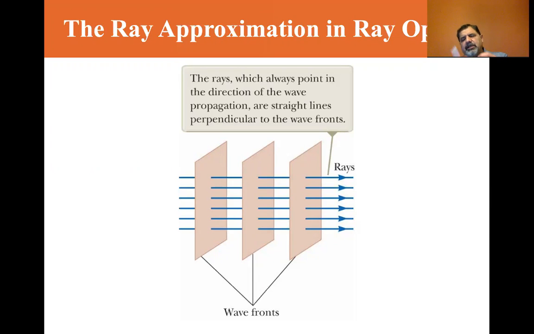You can think of a point source of light, and light emanates from all directions. But as you get far from the light source, you can consider the rays parallel, and the wave fronts perpendicular to the rays. They're parallel to each other. There are these wave fronts going.